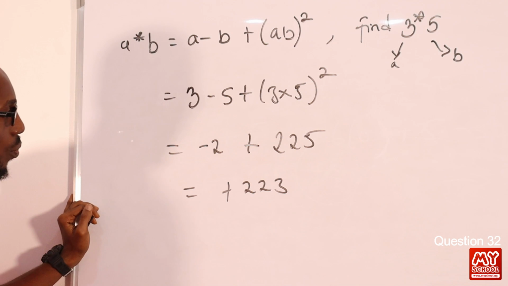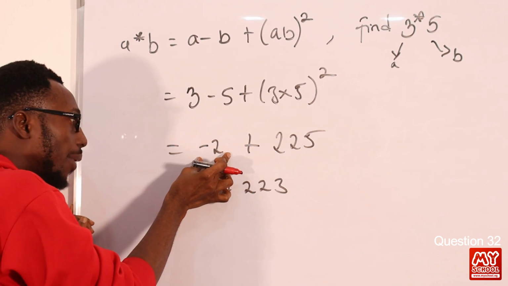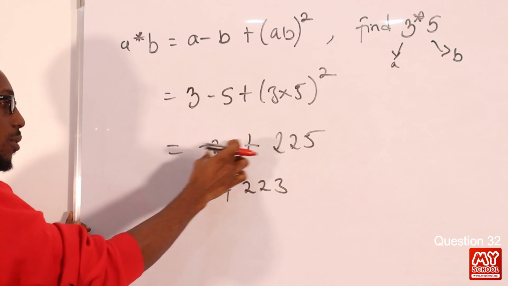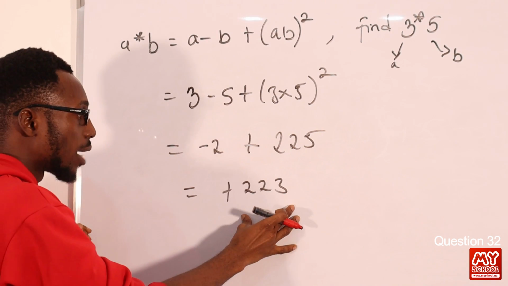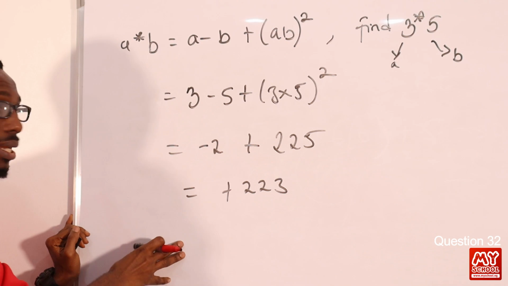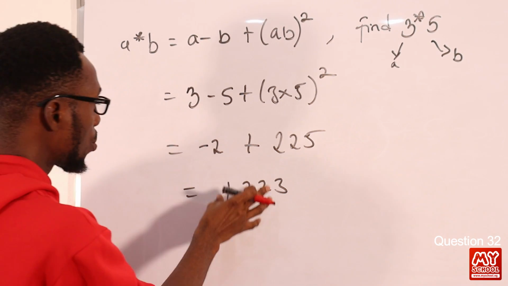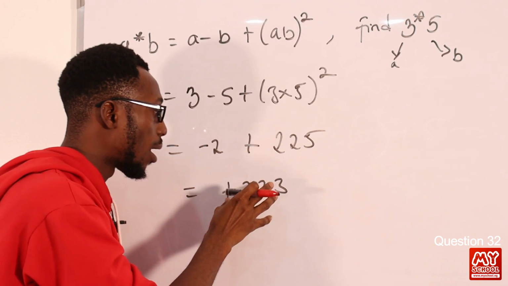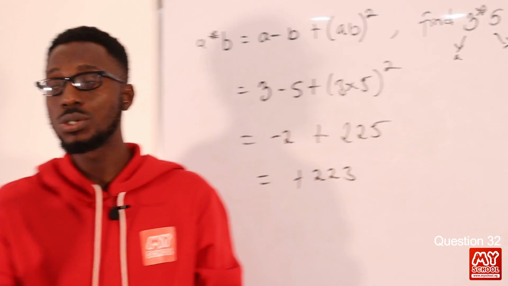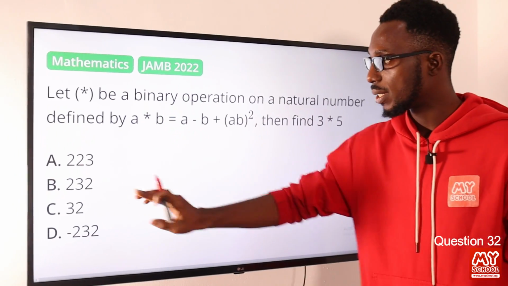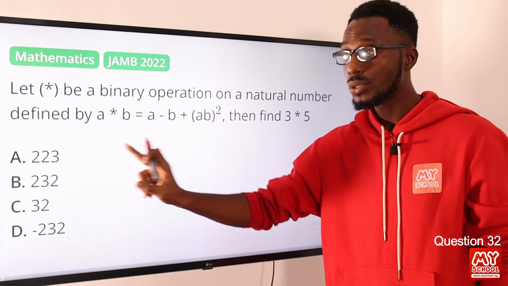Think of this this way. You are owing 2 naira, that's a negative sign. Then you have 225 naira on you. If you pay off your debts, what are you going to be left with? 223. Is it a debt or your money? Of course it's your money. So that's why we have the positive sign. So the correct solution should be plus 223. So let's run a confirmation on the screen. Let's see which option carries this solution. You can see that we have 223 in option A. So option A is the correct option.